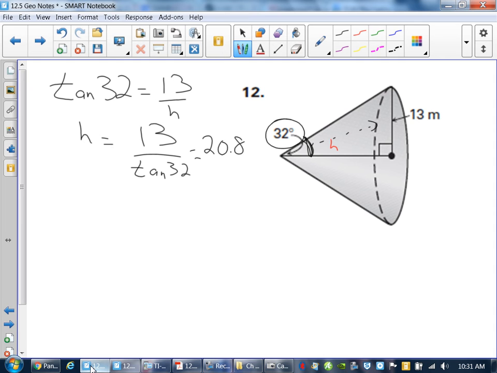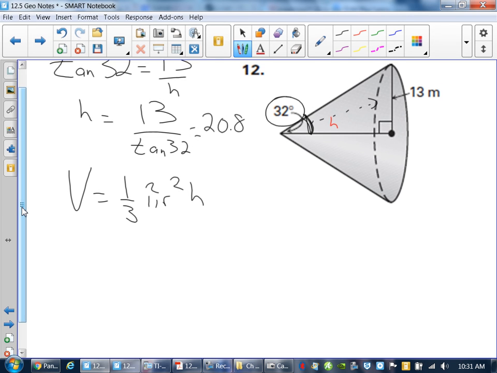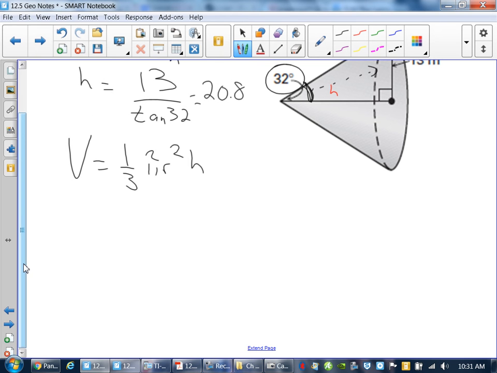So now I know that the volume is 1/3. It's a cone, so it's pi r squared times how tall it is. Our radius is how much according to the diagram? 13. So here's what we do. This is how I would type this into my calculator. Fraction bar, 1/3 times 13 squared times 20.8 times pi.